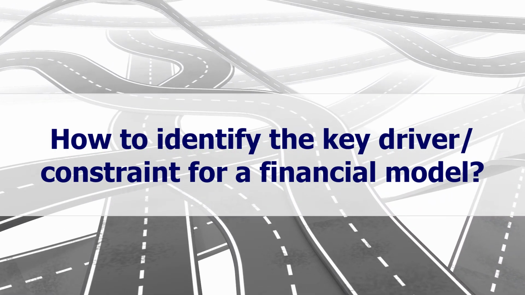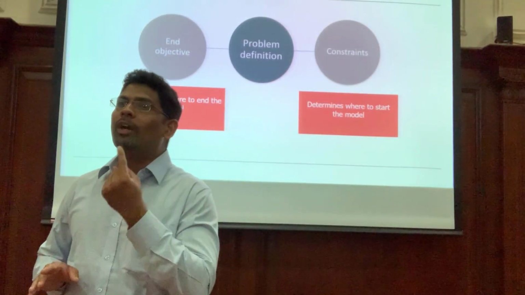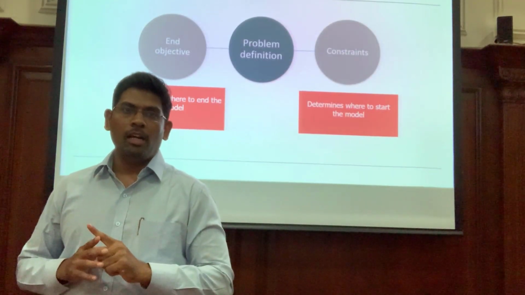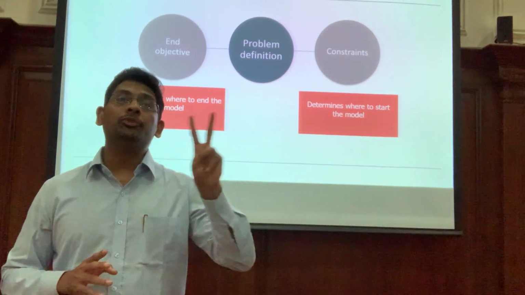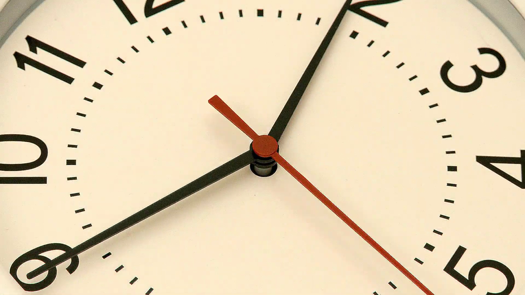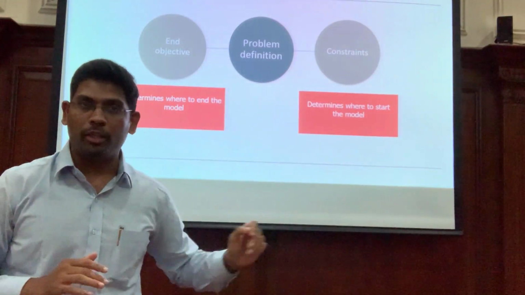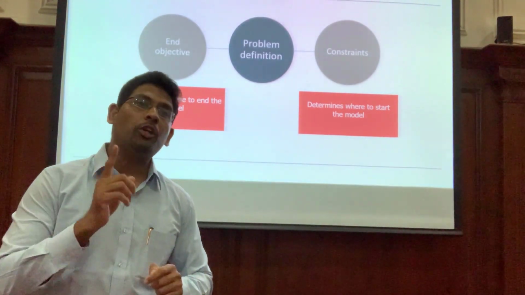Any problem, we say, has two components. One, what is the end objective? And two, what constrains the objective? The objective tells you where to end the model. The constraint tells you where to start the model.